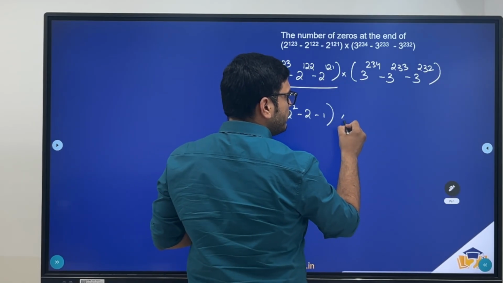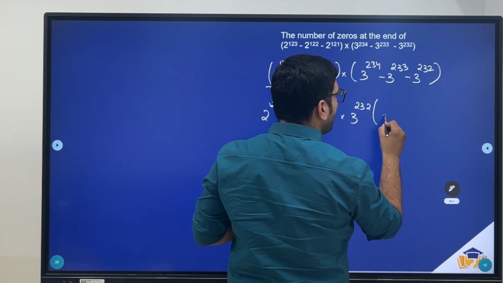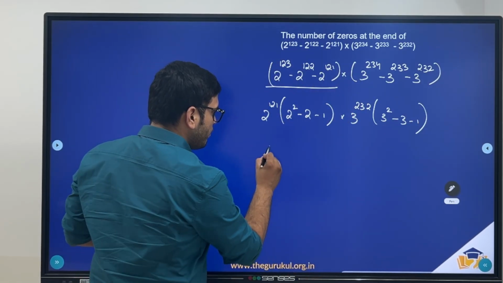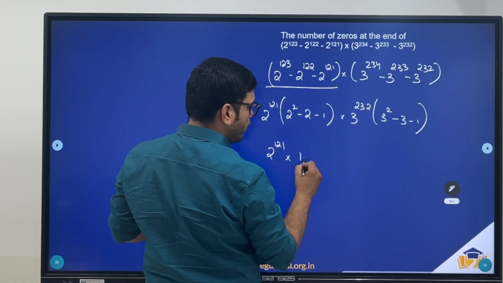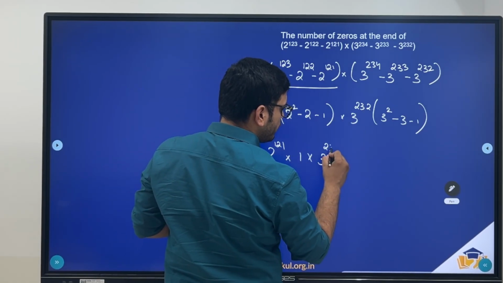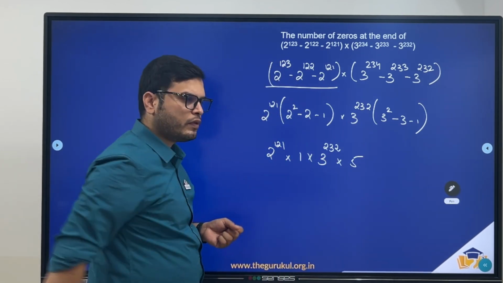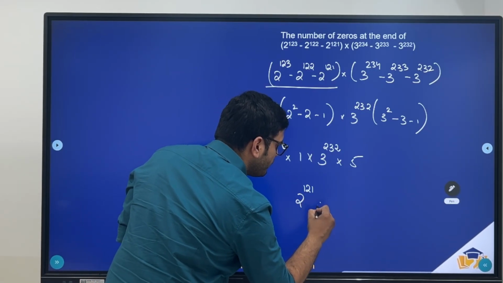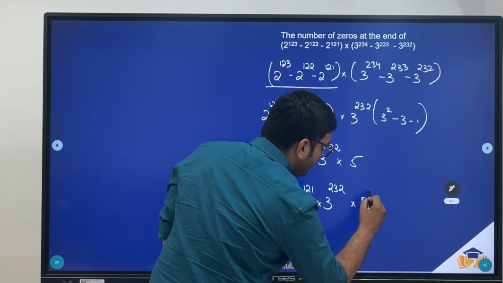Similarly, from these three terms, if I take 3^232 common, you will be having 3^2 - 3 - 1. So this is nothing but 2^121 into (4 - 3), 1, into 3^232 into (9 - 4), 5. Right. So we have something of the kind 2^121 into 3^232 into 5^1.